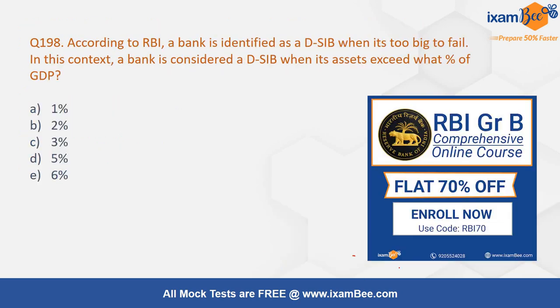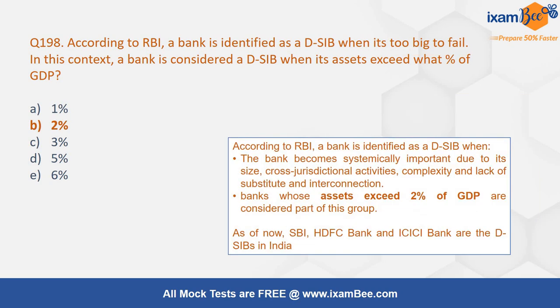According to RBI, a bank is identified as a D-SIB, domestic systemically important bank, when it's too big to fail. These are actually very dangerous words to use, too big to fail. In this context, a bank is considered as a D-SIB when its assets exceed what percentage of the GDP? So here the correct answer is 2%. The assets of the bank are more than 2% of the GDP. As of now, SBI, HDFC Bank, ICICI Bank, these three are systemically important banks in India.